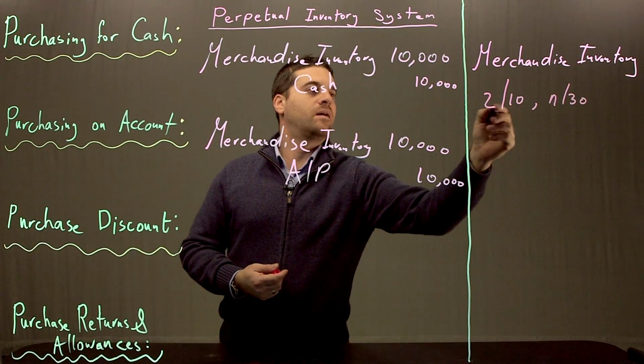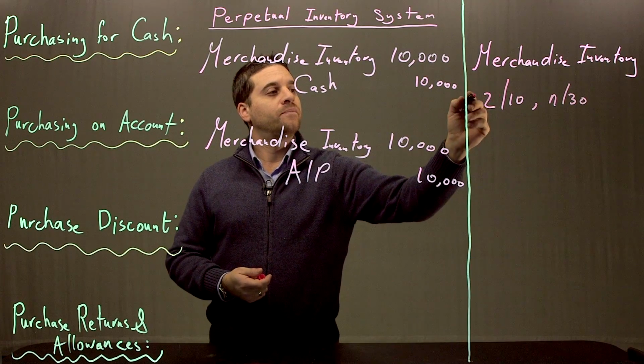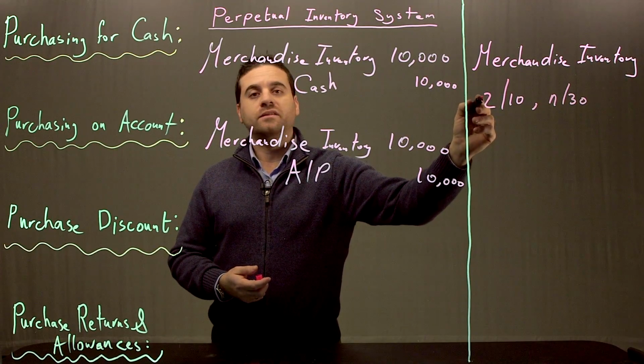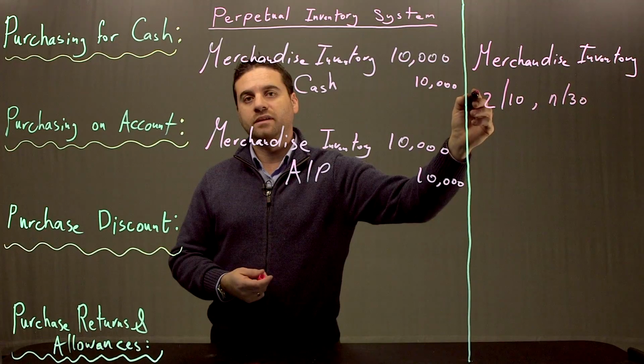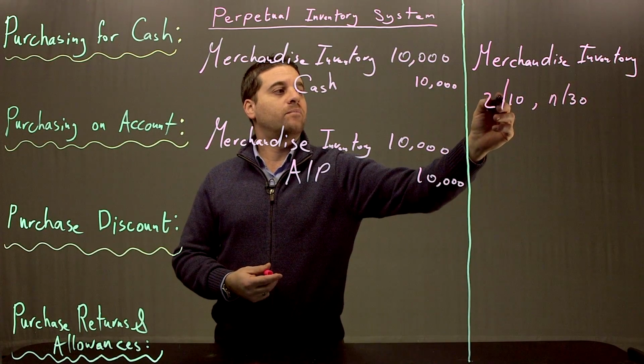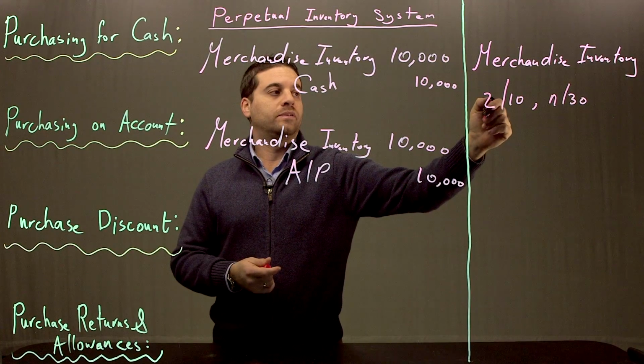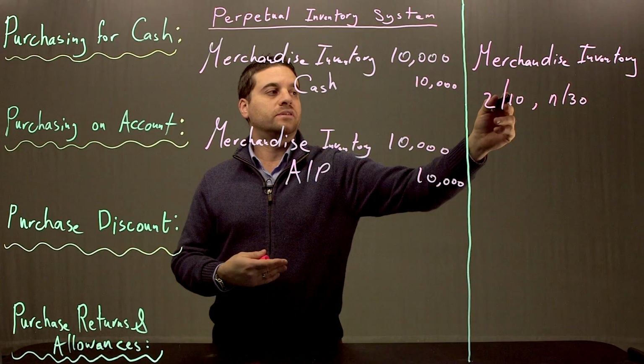And this is just an example. It might be 3/10 or 2/15. What that means is we will get a 2% discount. So that first number means the percentage of the discount, or the discount rate. And the second number is the number of days they give us for a discount period.